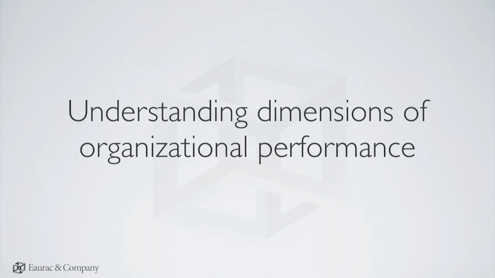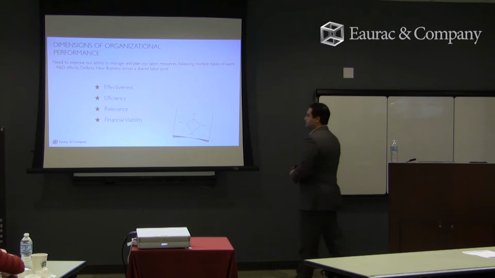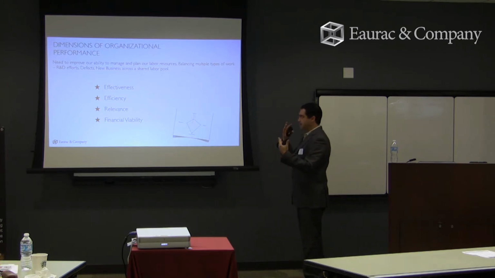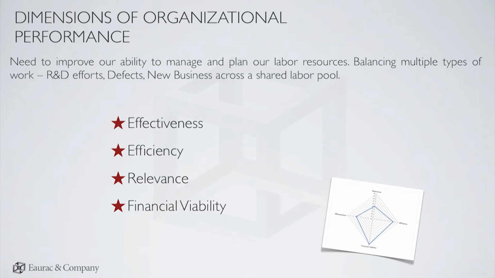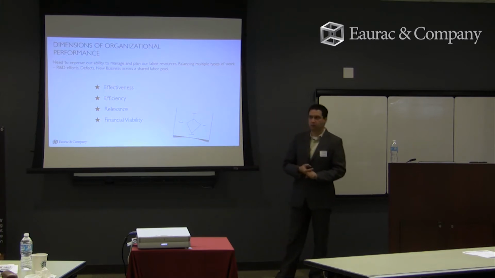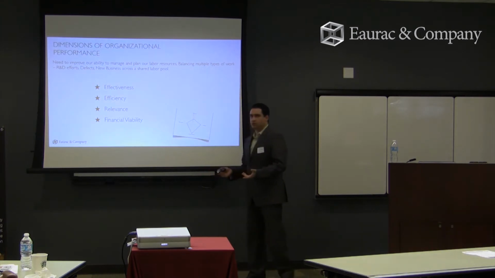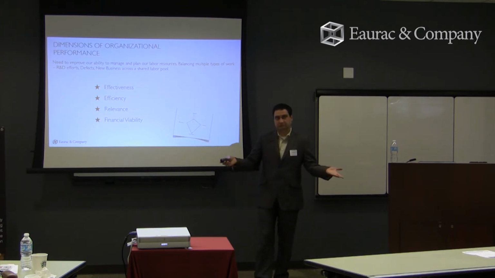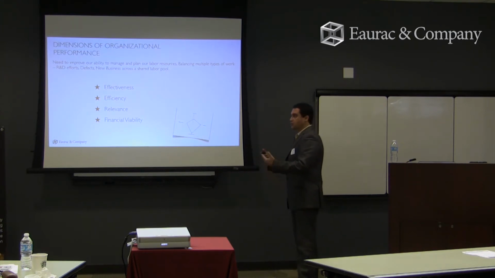Okay, so we define four dimensions for organizational performance. And these, again, depend on the organization. They have different weights in the organization. So there are effectiveness, efficiency, relevance, and financial viability, and everything else is basically a subgroup under these four. Okay? I'm sure for most of us, effectiveness and efficiency are very important. We need to be relevant, because if you're not relevant, our product has nothing to add for customers, and most likely we're not going to get any customers, or we're going to start losing customers.